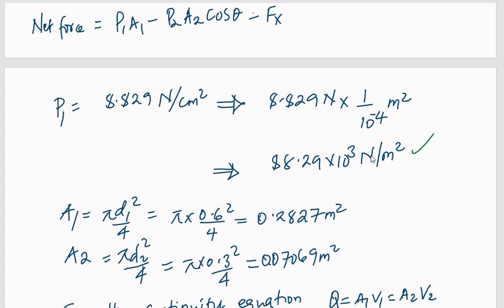Therefore, if we convert, we will have that particular figure. We need to also determine the area at section 1. The cross section will be pi d1 squared out of 4. That is the formula for area of the cross section, and we will have 0.2827 square meters. Then the area at section 2 is pi d2 squared out of 4. The diameter is 0.3 or 300 millimeters, and the cross-section area would be that.